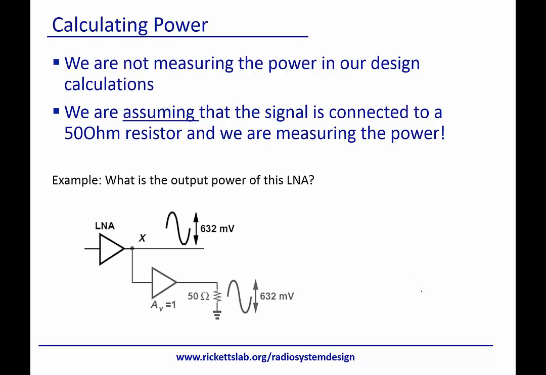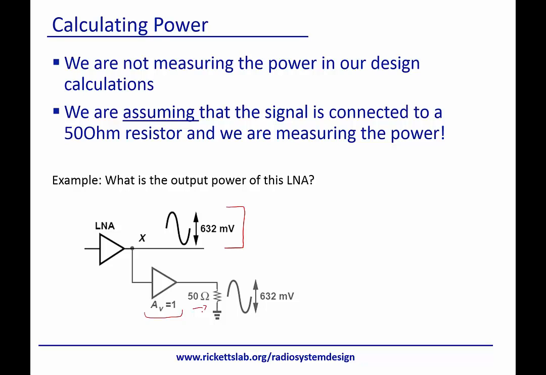Let's do a quick example. This is a low noise amplifier. It's basically an amplifier, and the output of the amplifier gives us 632 millivolts. This might be what you measure on an oscilloscope or in a simulator. We want to know what the power of that signal is. To calculate the power, you can think of this as just a buffer of 1 putting the signal into a 50 ohm load and figuring out what the power would be.